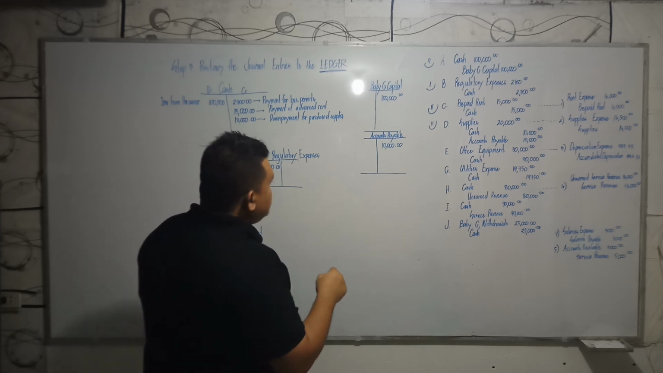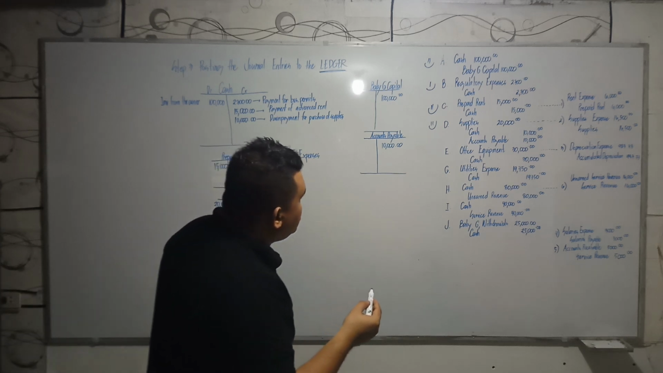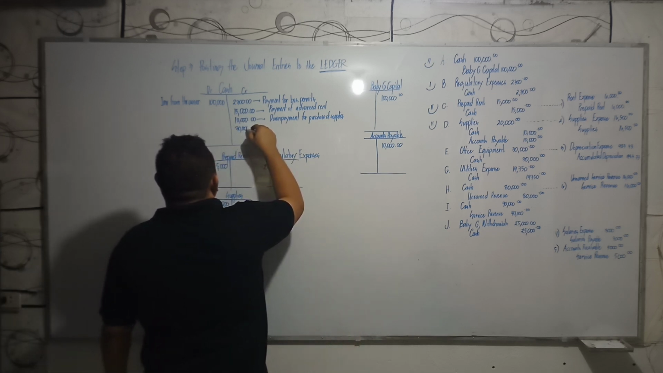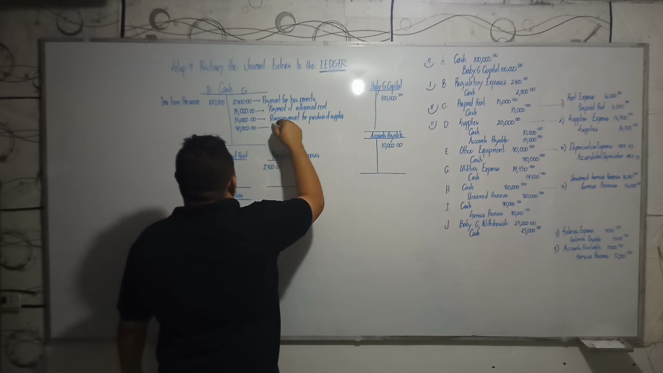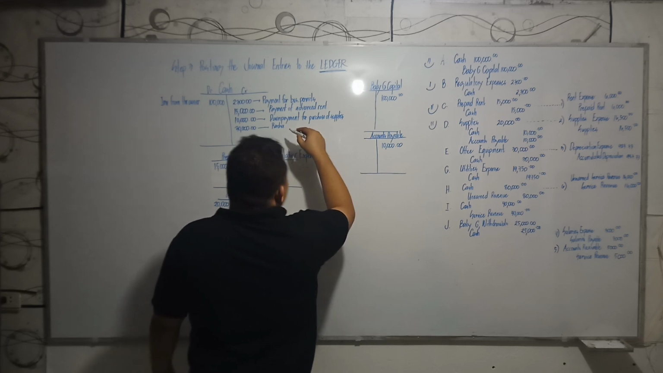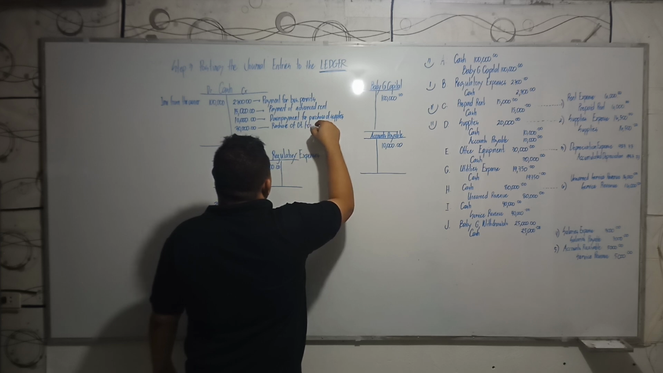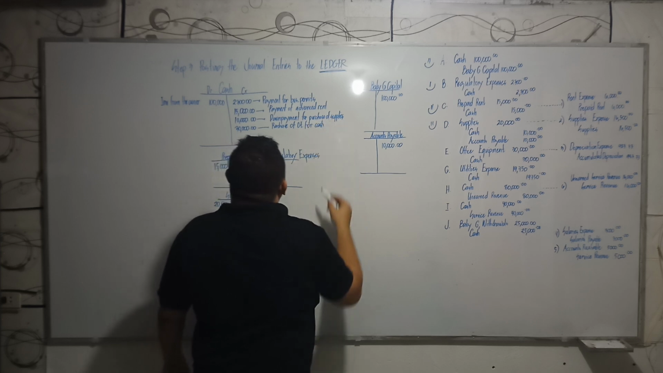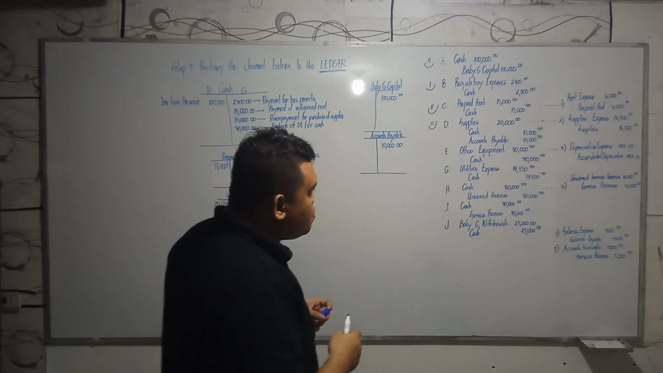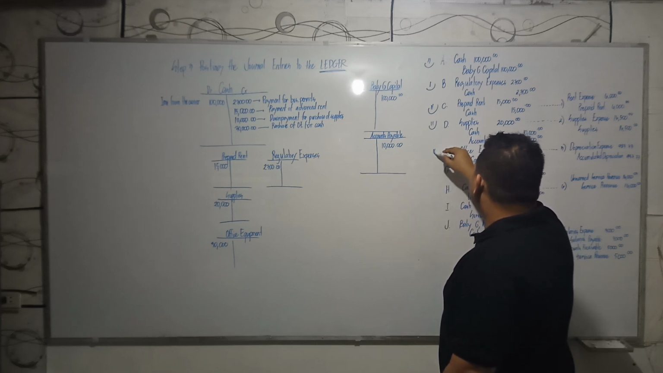And then, that's 30,000. And then, you have cash, 30,000. So you will have some explanations right here. Purchase of office equipment for cash. So meaning there will be no down payments, there will be no on account because the office equipment was purchased 100% for cash. So that's it, office equipment.